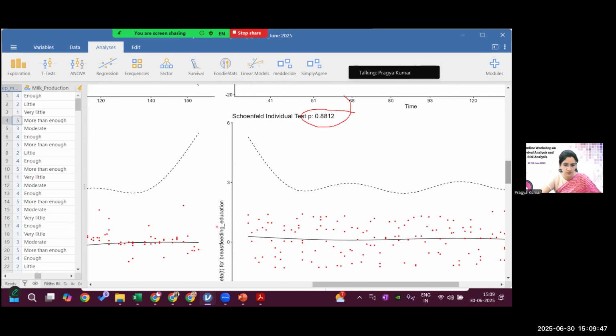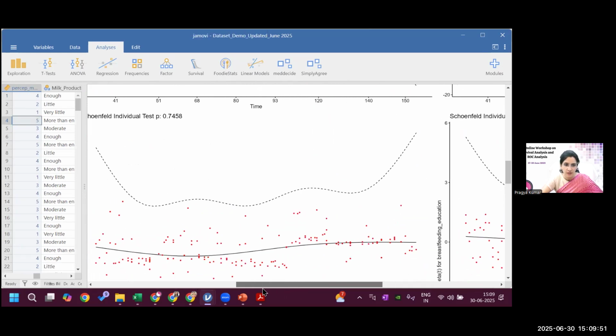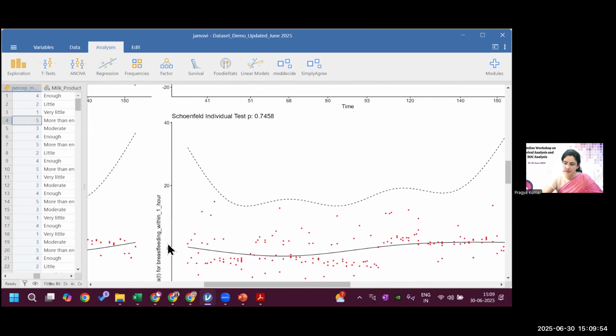Then I will go towards the left. This is 0.7, which is breastfeeding within 1 hour, so early initiation. The proportional hazard assumption is met, so I took it.